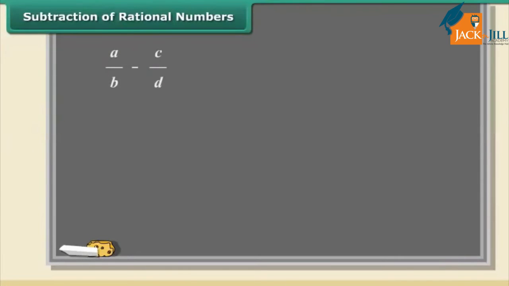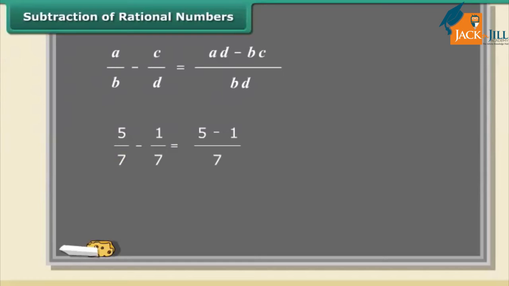Subtraction of rational numbers is the same as the addition. Before subtracting the rational numbers, always look for the common denominator. If it's not common, multiply both parts of each number by the bottom part of the other. Here is an example of subtraction. We will subtract 1 by 7 from 5 by 7. We know denominators are already the same, so subtract the numerators and put the answer over the same denominator.